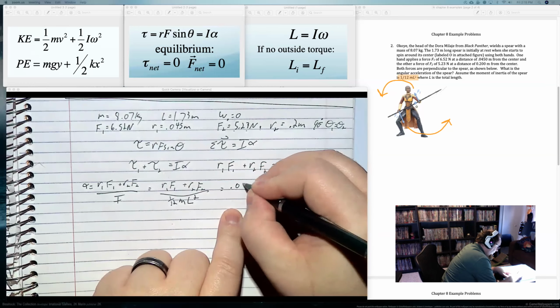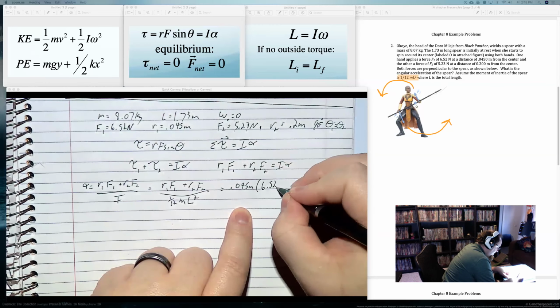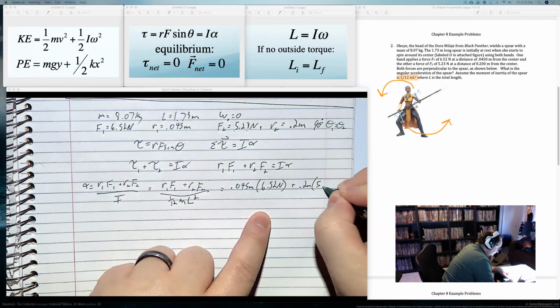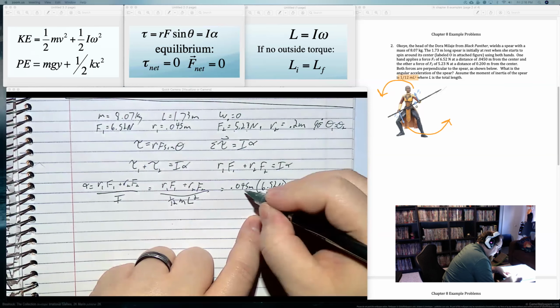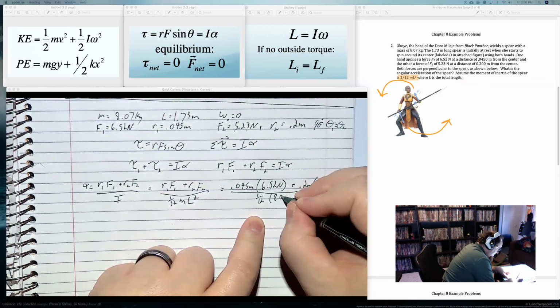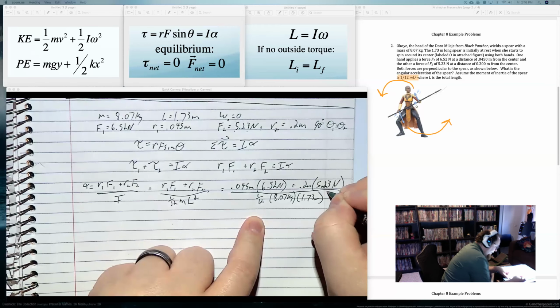Or 0.045 meters times 6.52 newtons plus 0.2 meters times 5.23 newtons over 1/12 ml squared.